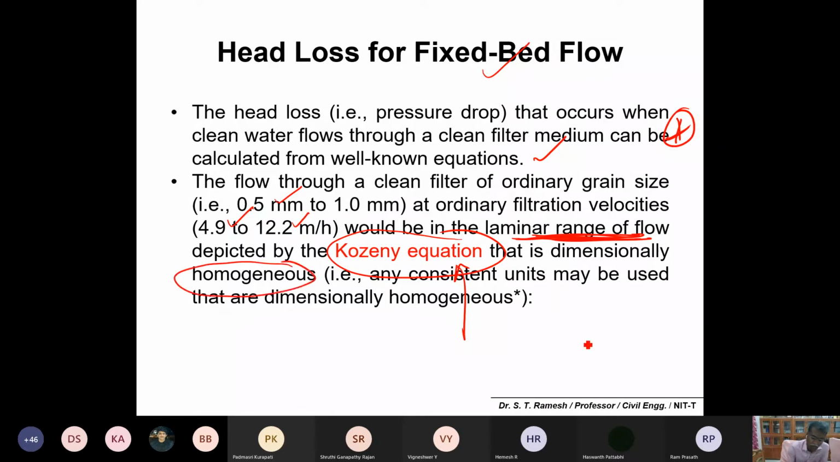Please make a note of the two assumptions to use this equation to calculate the head loss. Number one is laminar flow. Number two is that your material is homogeneous. Please make a note of these two points. If it is laminar flow and it is packed with homogeneous material, you can use this equation to calculate the head loss.